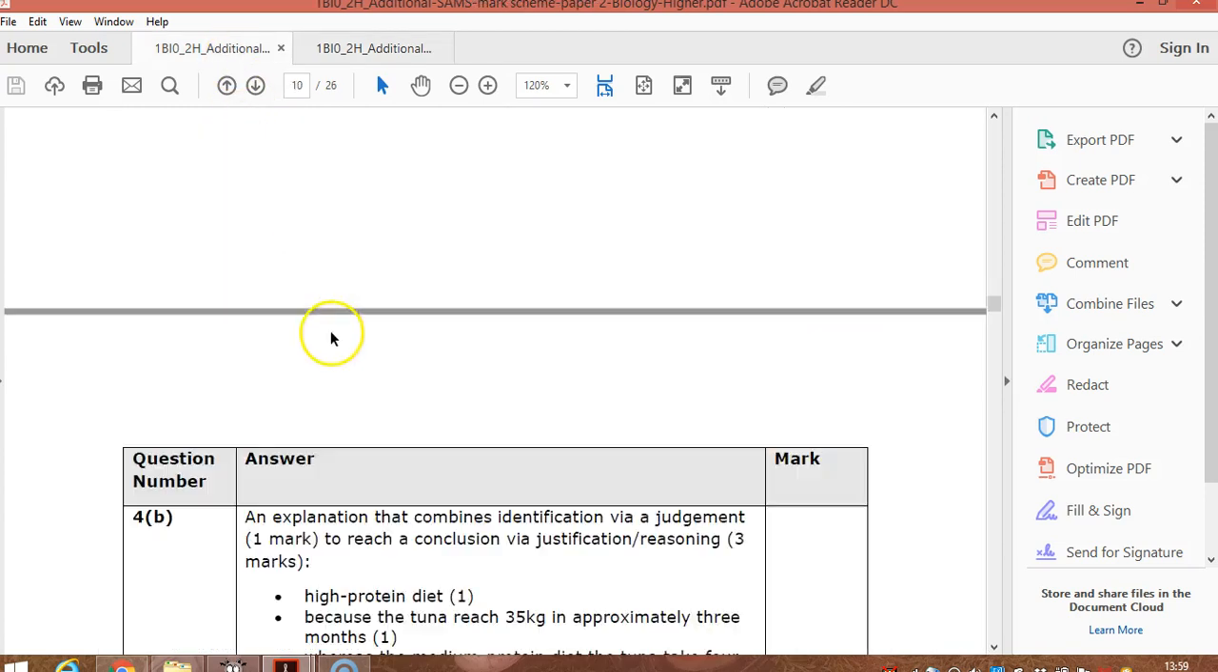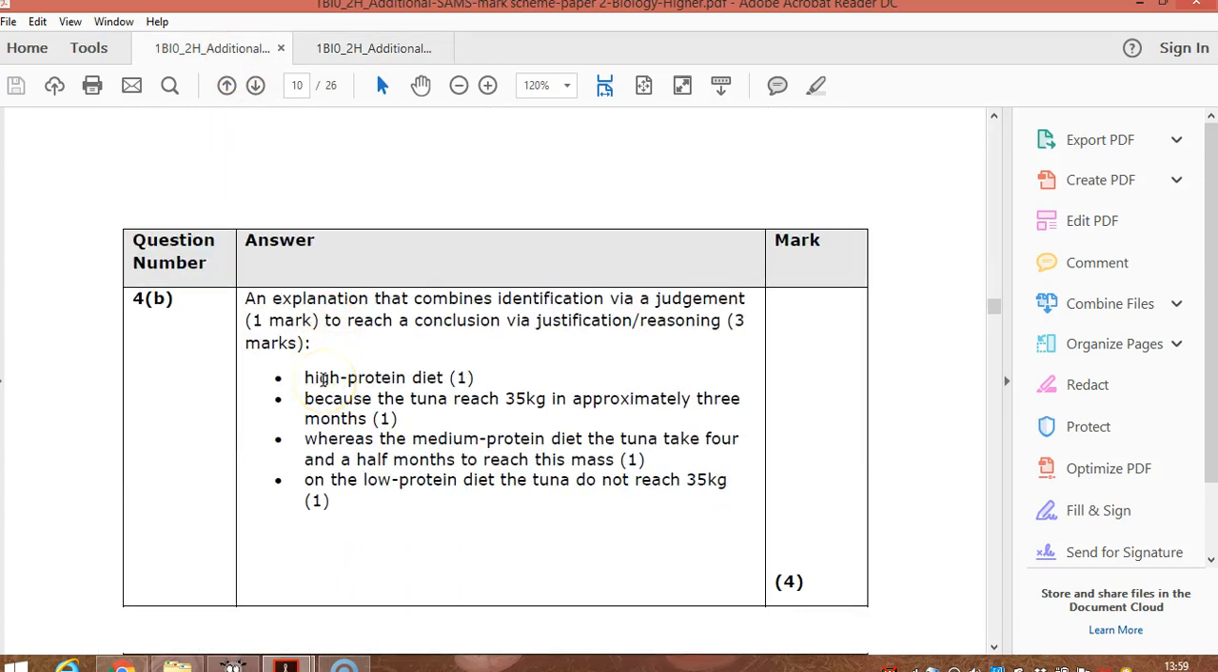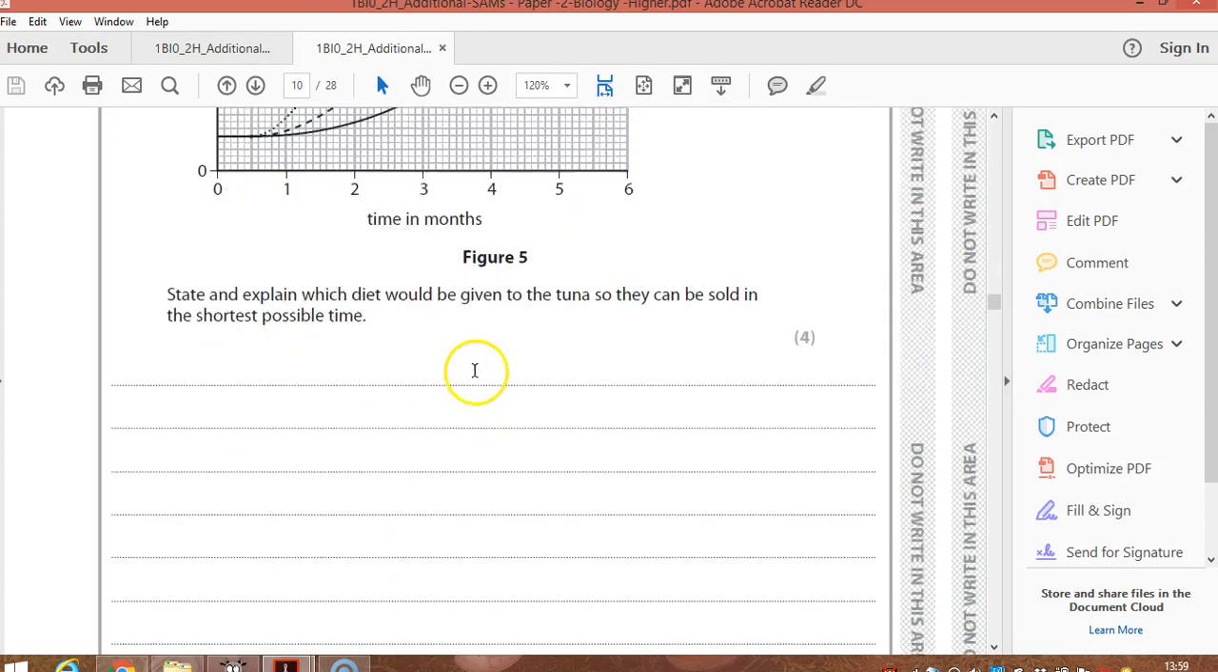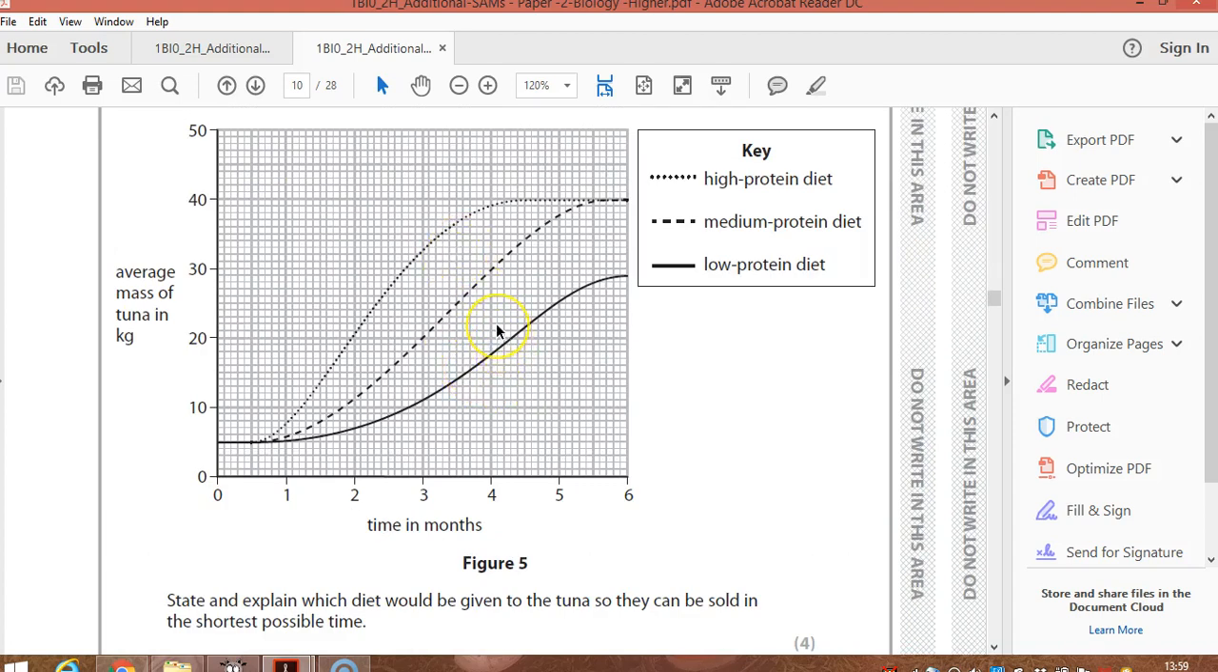Right, so you need to say a high protein diet, so that's the identification, because the tuna reached 35 kilograms in 3 months, whereas the medium protein diet takes 4.5 months, and the low protein diet, they do not even reach 35 kilograms. They only reach about 30, 29 even. But yeah, so you just need to be stating data. So if you ever have to explain something from a graph, it always helps to give some numbers from the graph.